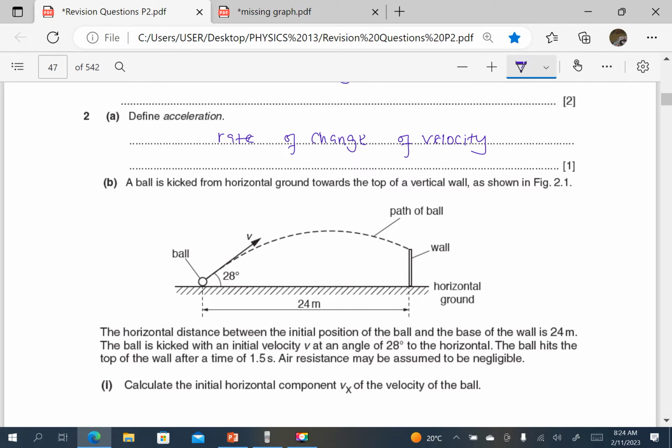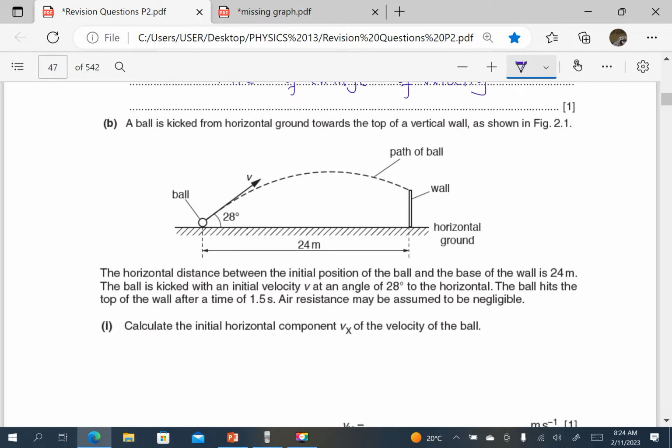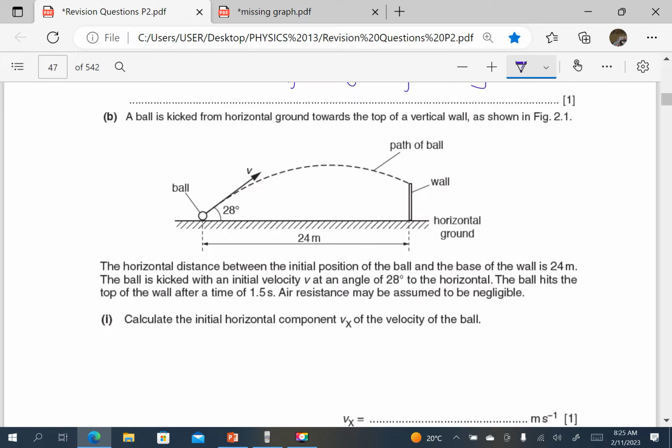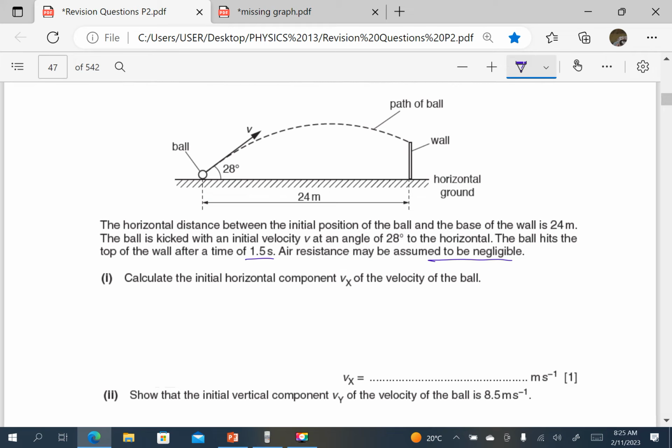A ball is kicked from horizontal ground towards the top of a vertical wall as shown here. The ball is kicked at an angle of 28 degrees to the horizontal with a speed v. The ball hits the top of the wall in a time of 1.5 seconds. Air resistance may be assumed negligible, so the motion can be considered to be uniformly accelerated motion. Calculate the initial horizontal component Vx of the velocity of the ball. So we want to find the Vx.